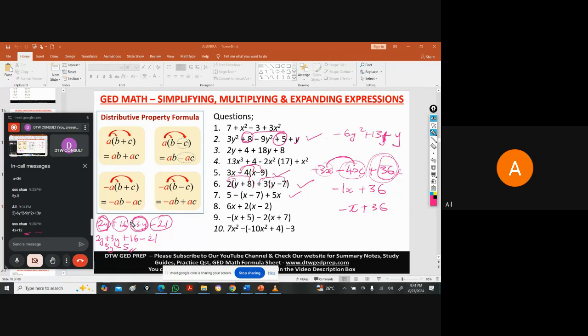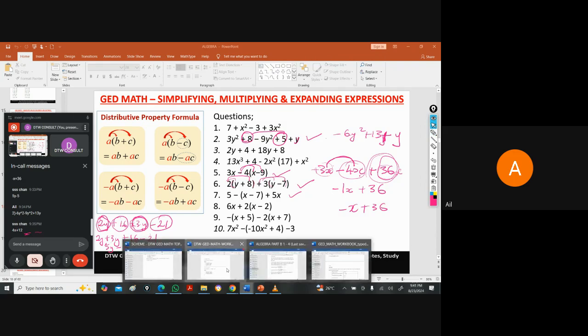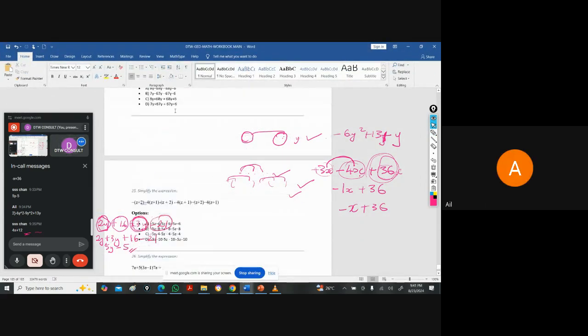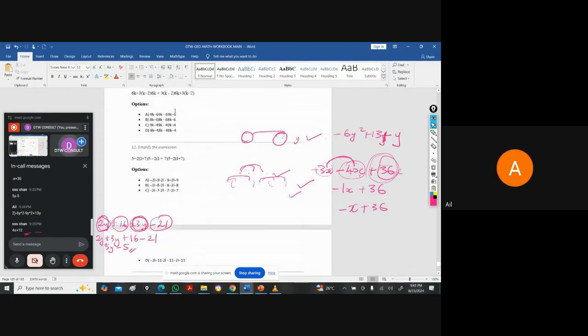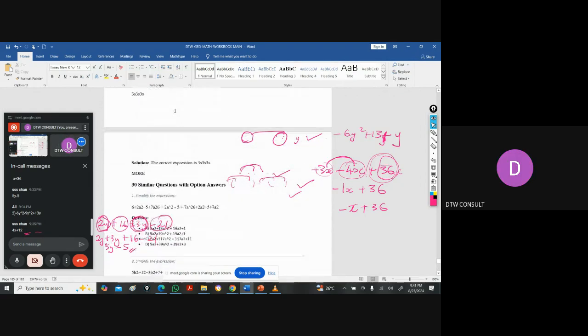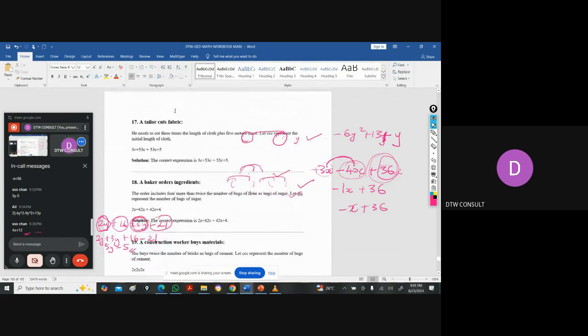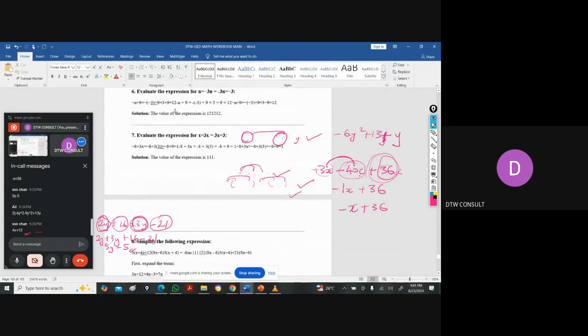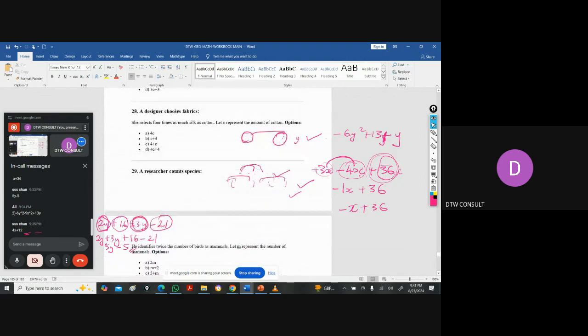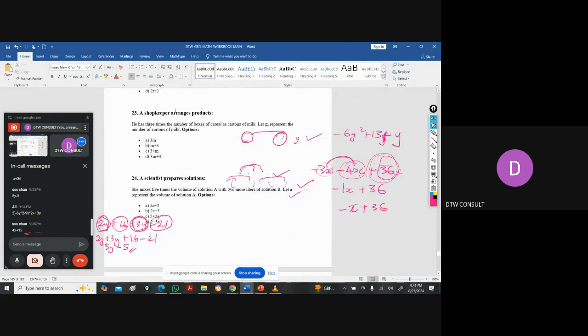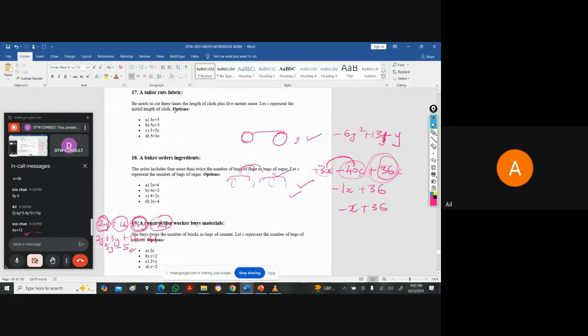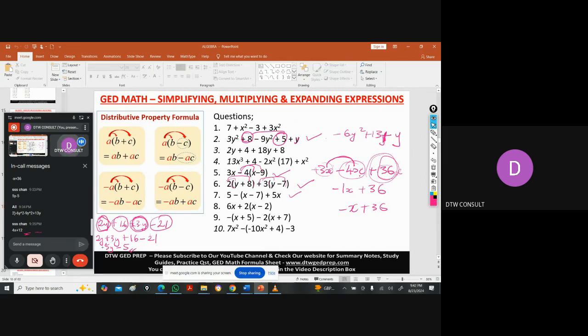Yes, you combine, then you get 5y minus 5. No, I'm asking you for the final answer. You get 5y negative 5. Yes, that's the final answer. 5y negative 5. Okay, thank you. Okay, good.